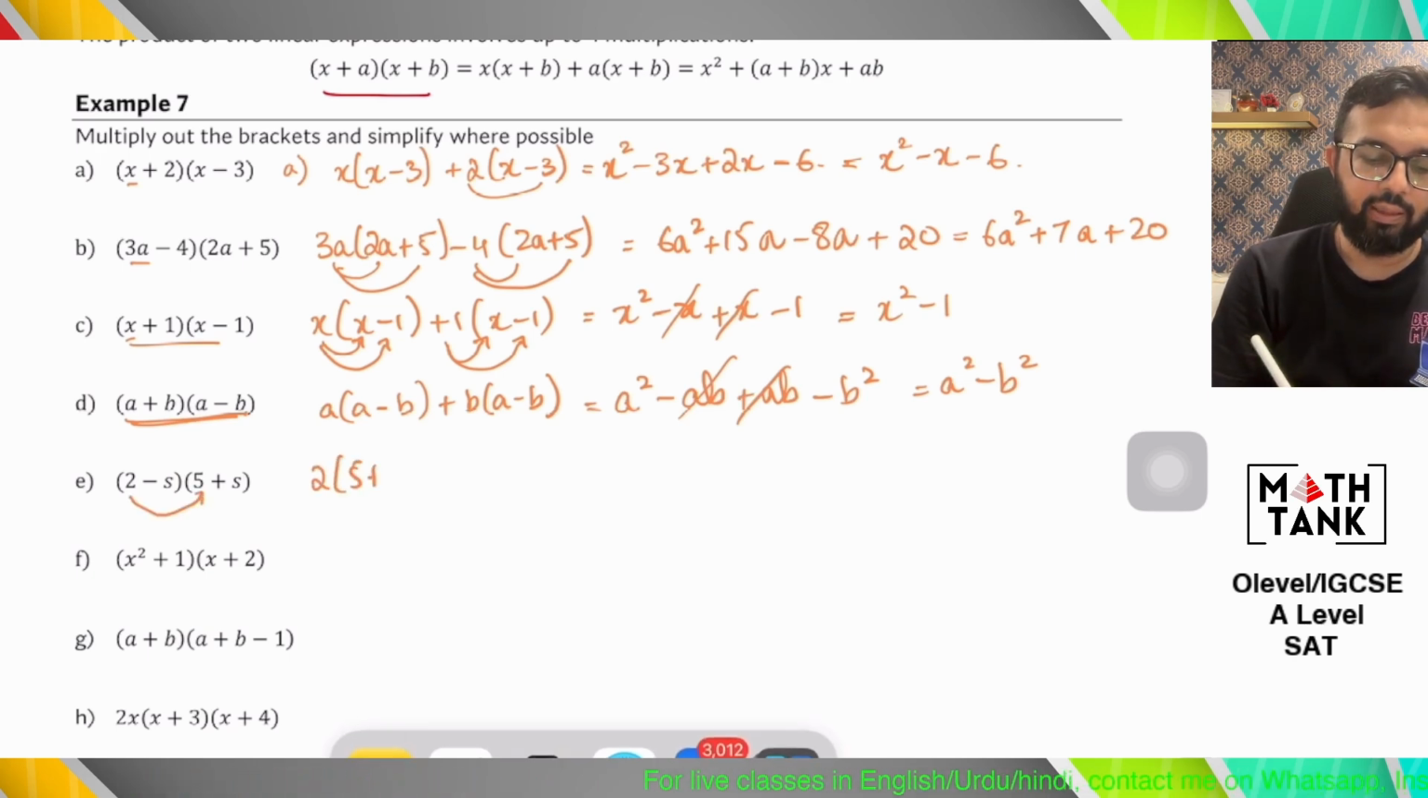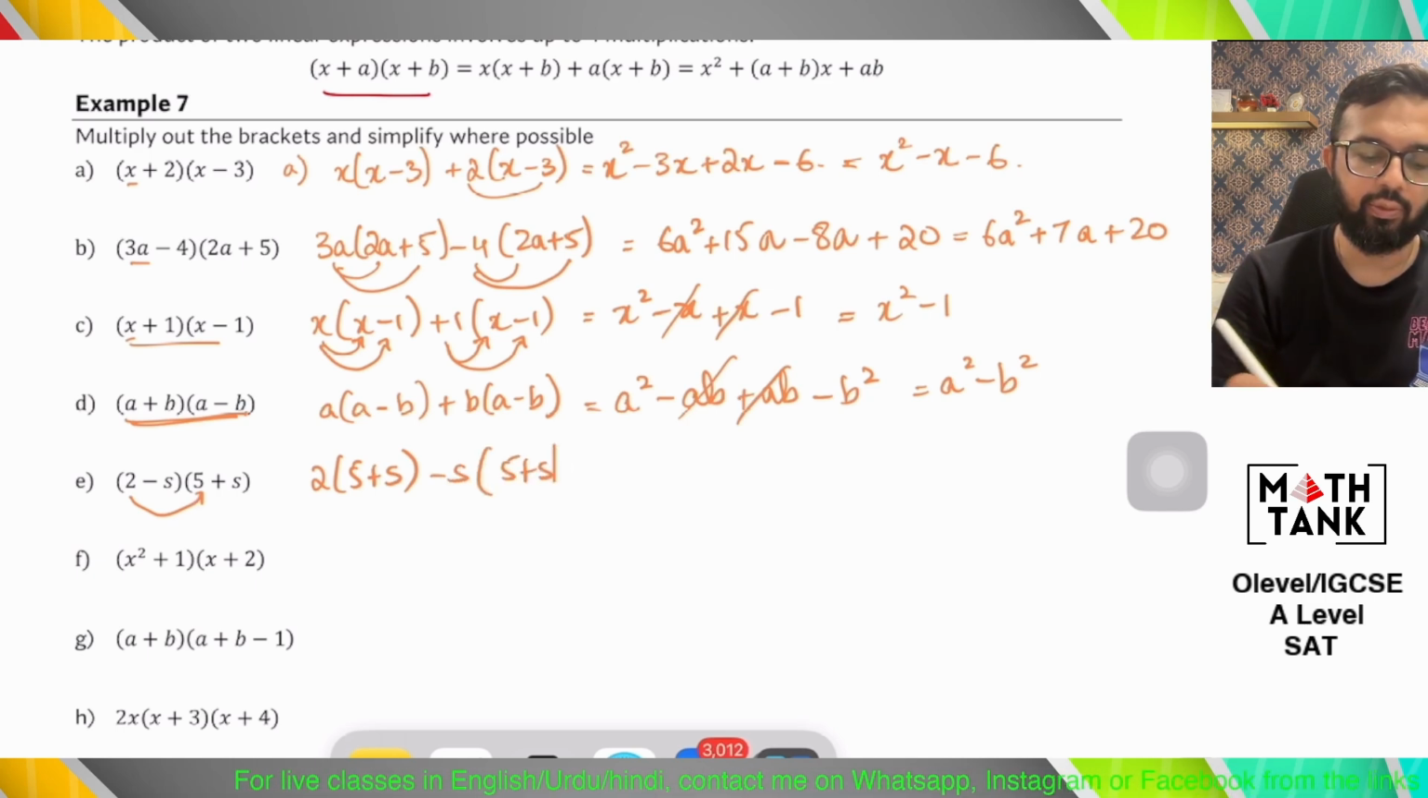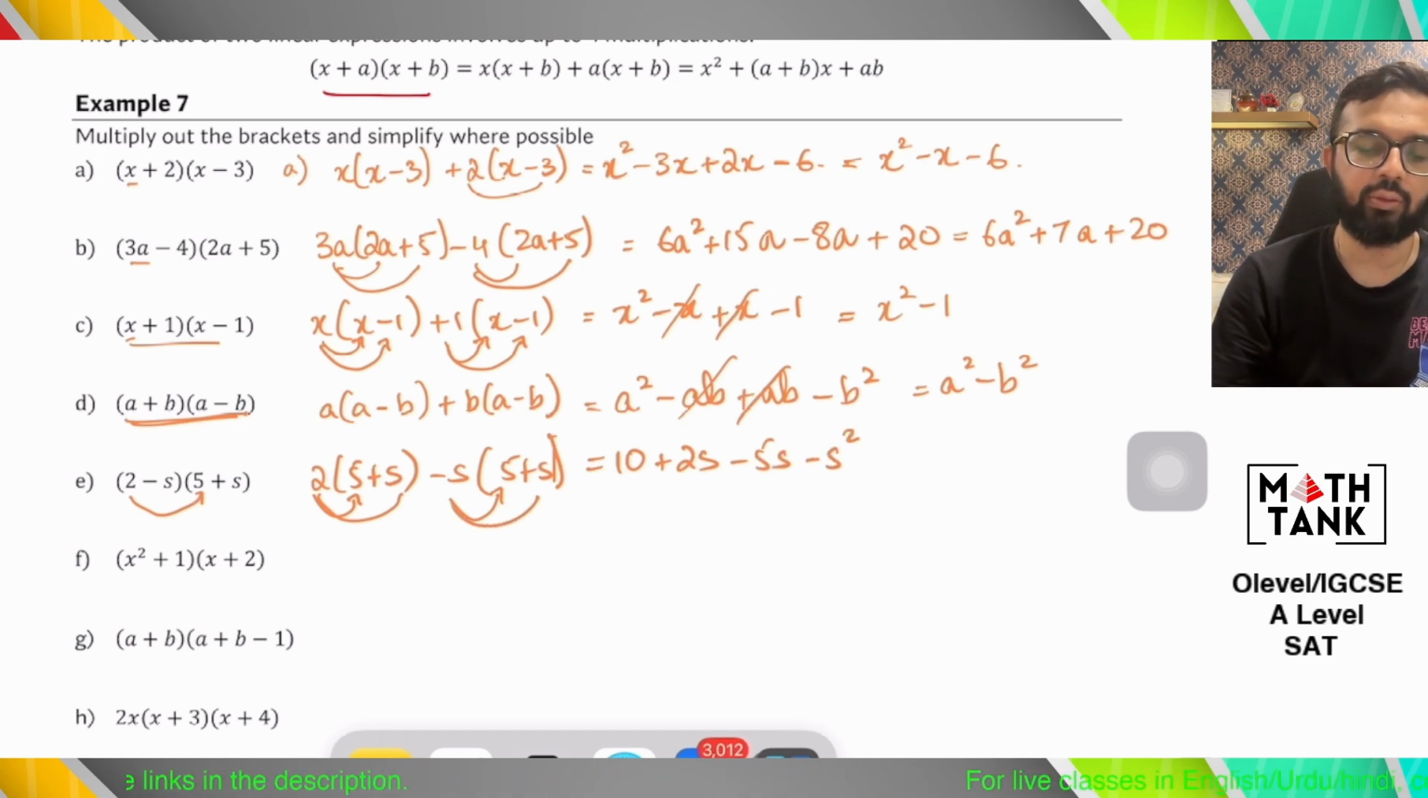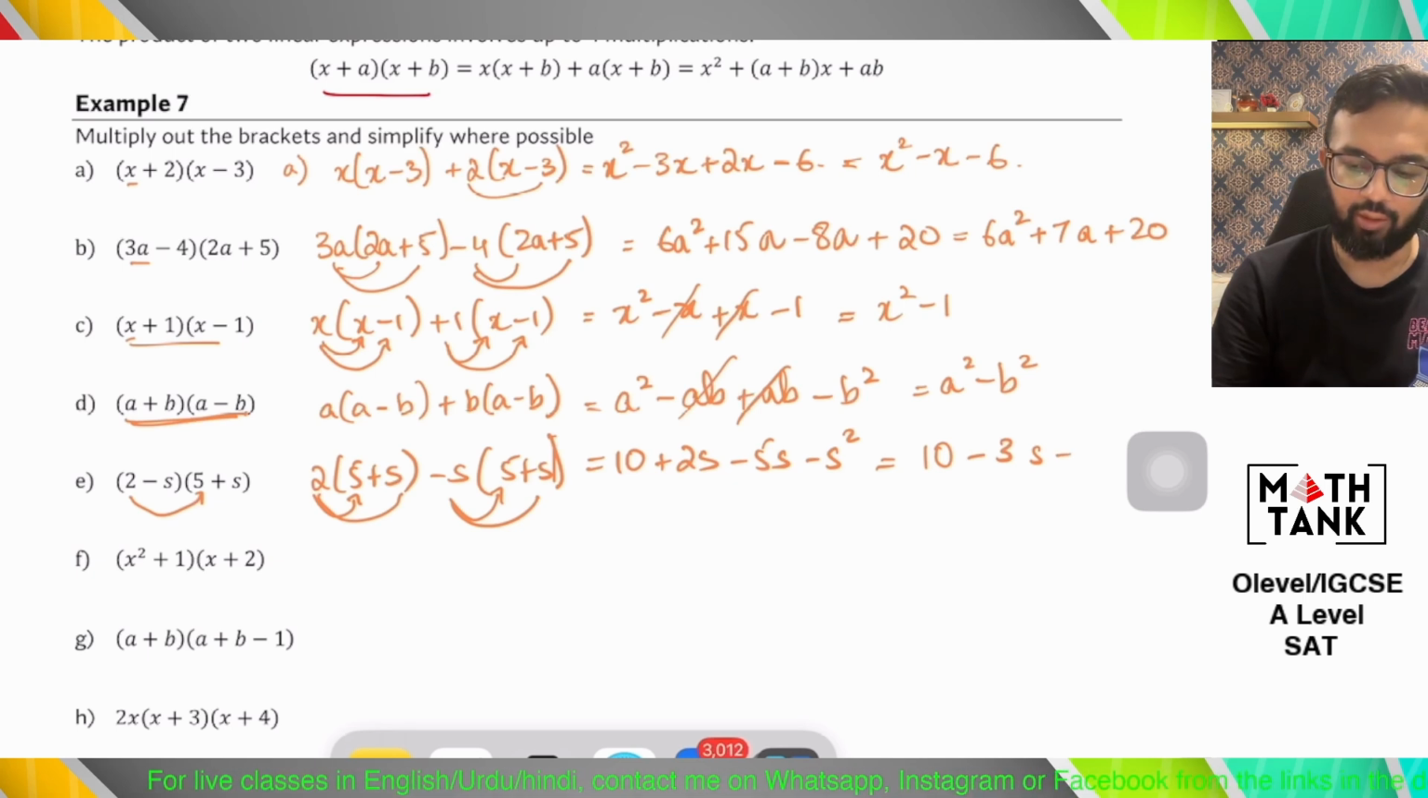Two into 5 plus s, minus s into 5 plus s. So 10 plus 2s minus 5s minus s square. That gives me 10 minus 3s minus s square.